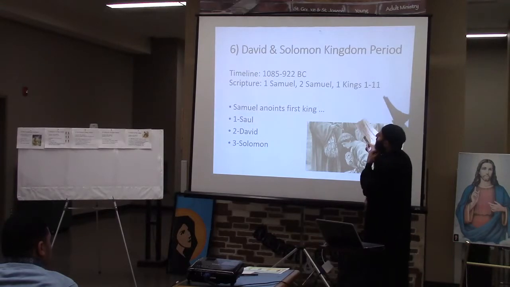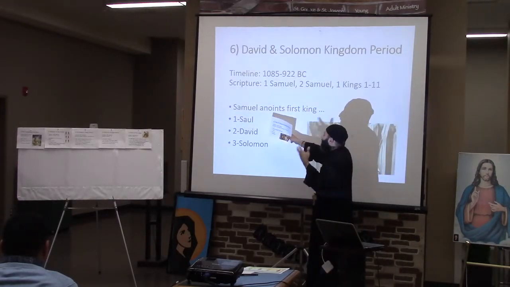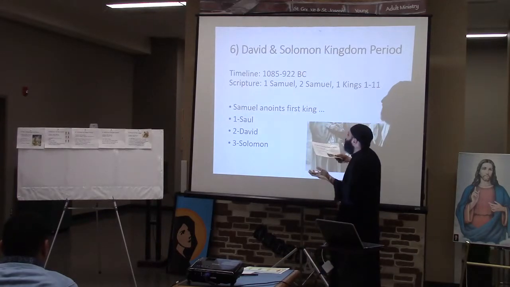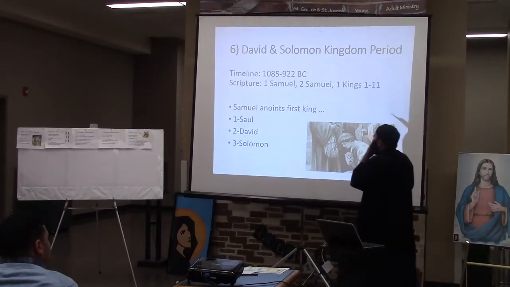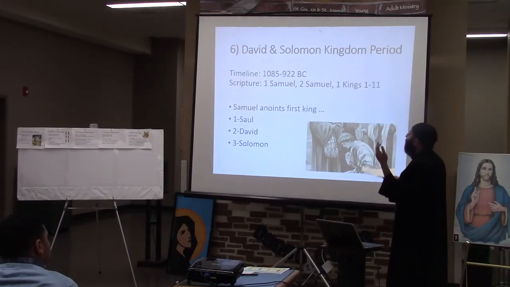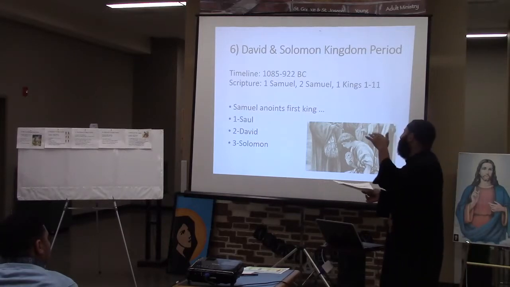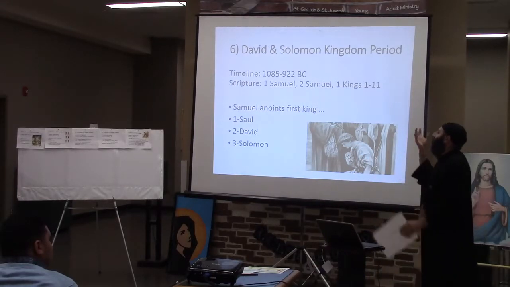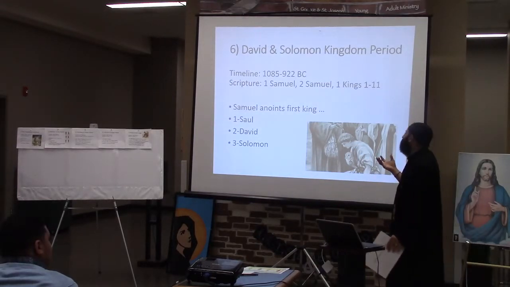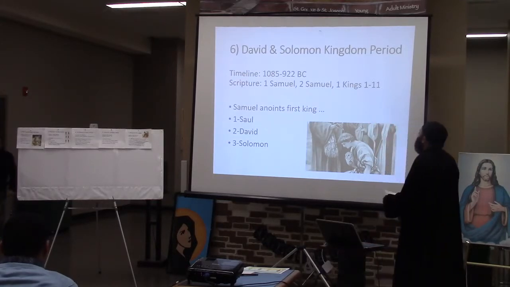1 Samuel covers Saul and David, before David's kingdom starts, but David starts to be king from 2 Samuel, and then Solomon also. So there are only 3 kings. This is the history of Israel, basically. There are only 3 kings under the United Kingdom. I guess we can call it United Kingdom because there's only one kingdom of Israel at this point. The Jews, the Hebrews, are all under the kingdom of Israel.